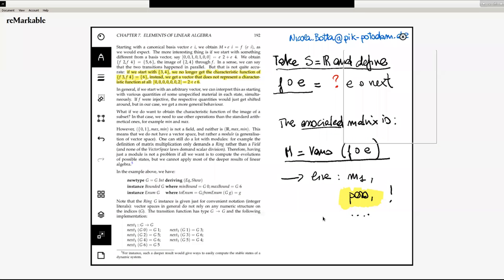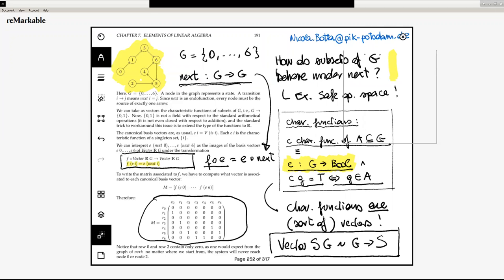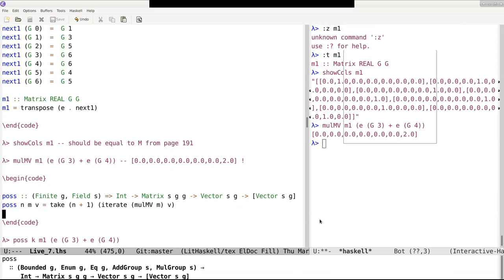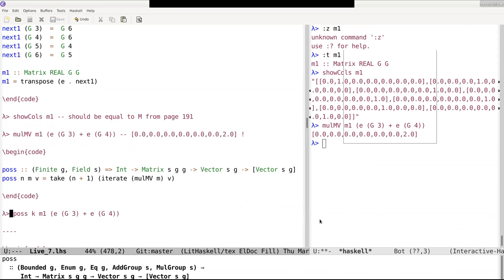And then we can go back here and look at our diagram and see what happens if we start in 3 and 4. Yes, we are going back to 6. So this is the idea. We can very easily use this abstraction that we have constructed in order to build the matrix which corresponds to this dynamical system.